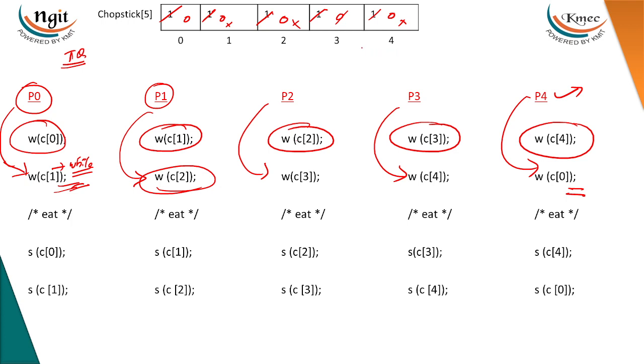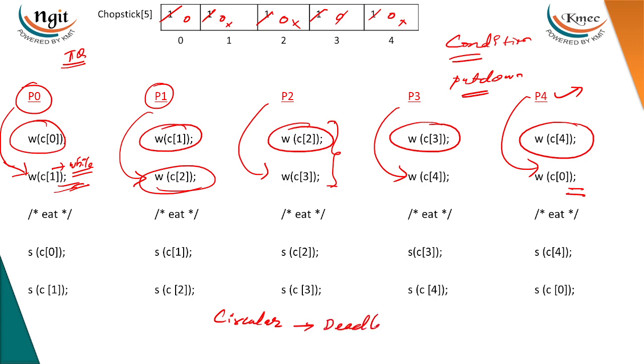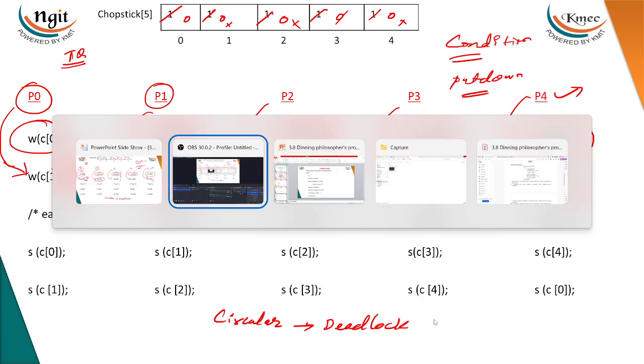The chopsticks are not available, and there is a condition that you need to pick up both chopsticks so that you can eat, and no one is ready to put down their chopstick. This problem comes because you are incorrectly using these wait functions in a circular manner, which leads to a problem called deadlock. Incorrect usage of semaphores will lead to a deadlock.